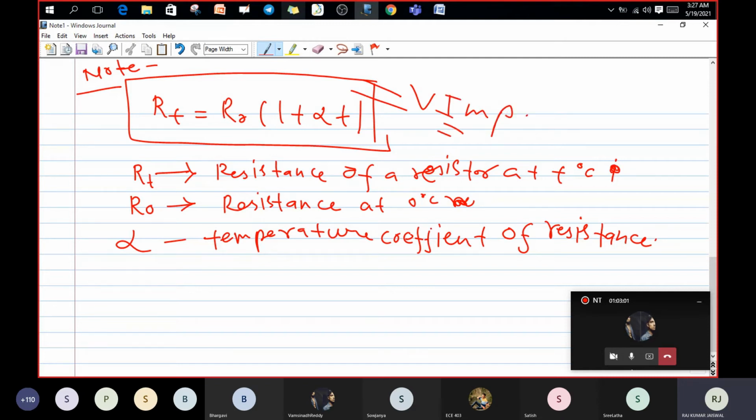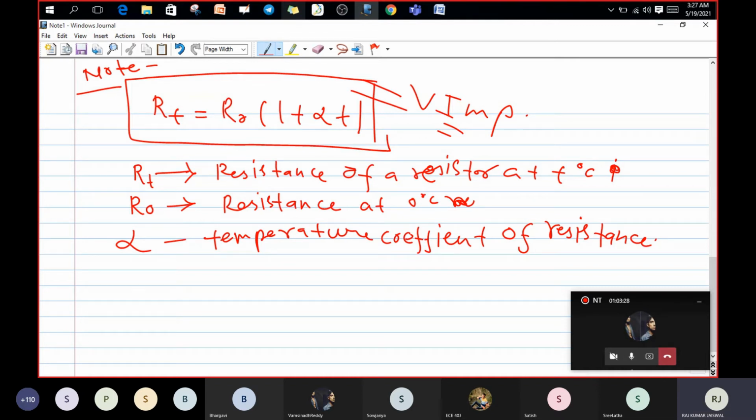This relation is very, very important. After BTech, if you are writing some competitive exam, then RT equals R naught (1 plus alpha T). Most of the questions they will ask from here and from the relation R equals rho L by A. Okay, guys? These are the concepts which we use in numericals.